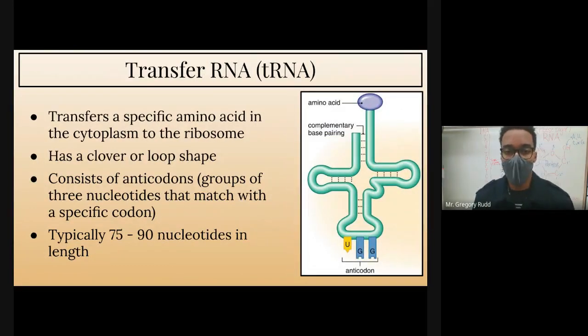Okay, then there's transfer RNA. Transfer RNA has a clover or a loop shape. It kind of looks like a lowercase t in my mind. We're not going to actually talk about the different segments of this tRNA. There's a T arm and a D arm, and these things are above the scope of this class. But the role of this transfer RNA is to bring a specific amino acid from the cytoplasm into the ribosome.